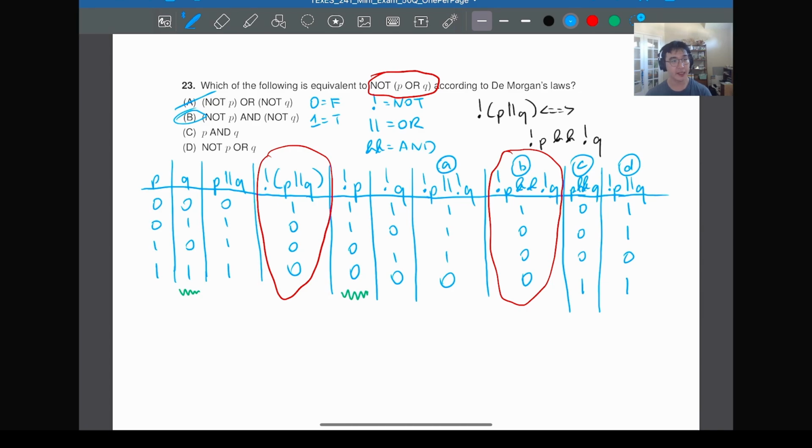So you can see, again, if you don't remember DeMorgan's law, you can do truth tables. But it saves you a lot of time if you do remember DeMorgan's law on this question. All right, and it's not C or D. That is question 23.